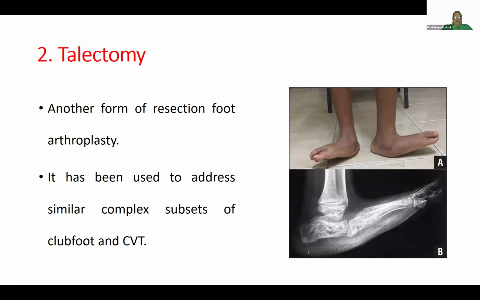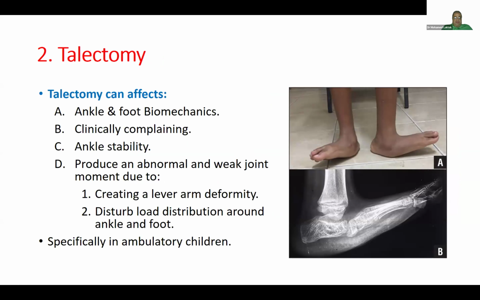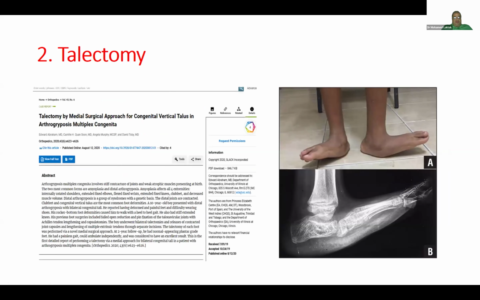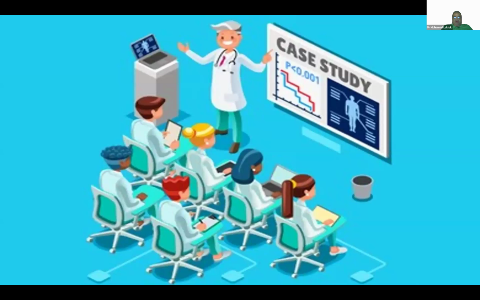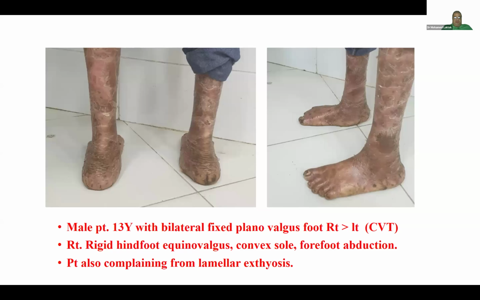Talectomy is another treatment option, a resection foot arthroplasty. It has been used to address similar complex subsets of clubfoot and congenital vertical talus. The disadvantage of talectomy is that it affects ankle and foot biomechanics, clinically causing ankle instability and producing abnormal and weak joint movement due to a lever arm deformity, and it disturbs blood distribution around the ankle and foot. It is done especially in ambulatory children. We shall now talk about our cases of naviculectomy for treatment of congenital vertical talus in adolescents.